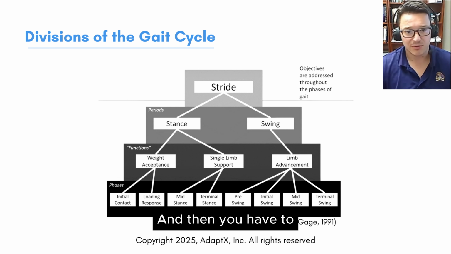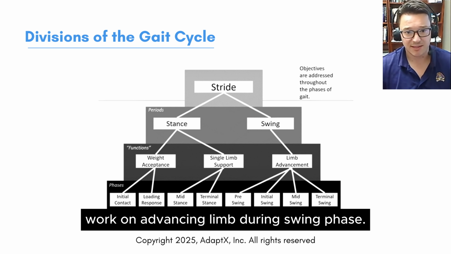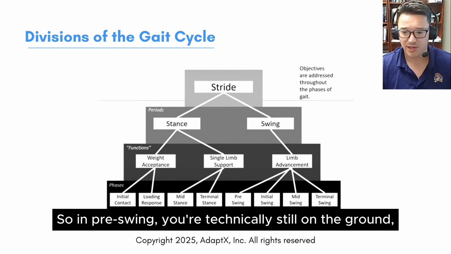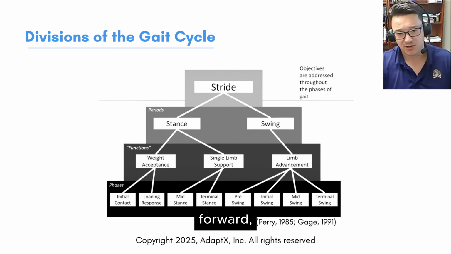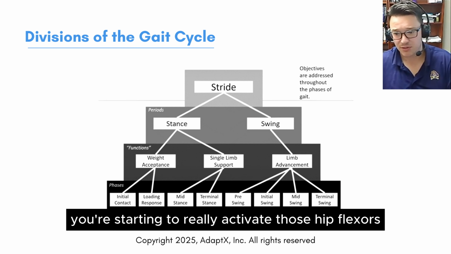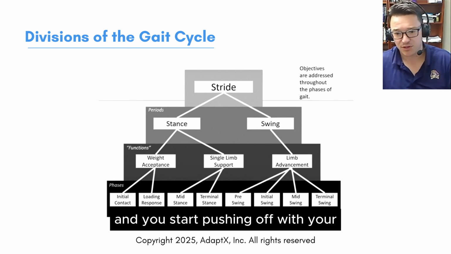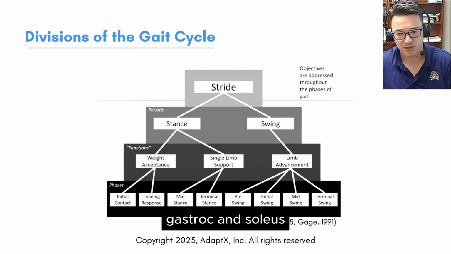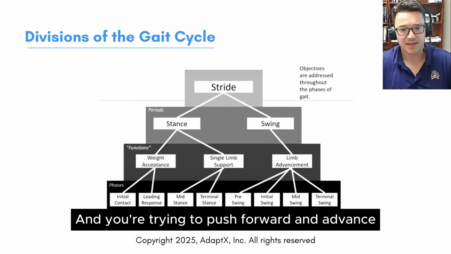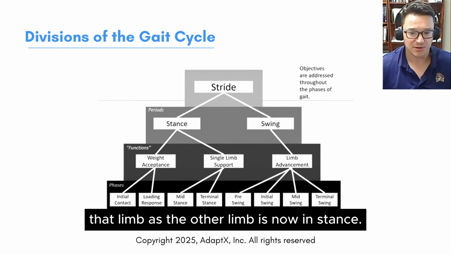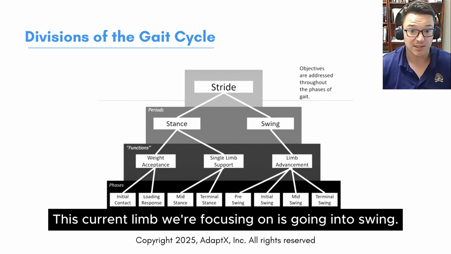And then you have to work on advancing a limb during swing phase. So in pre-swing, you're technically still on the ground, but you're really just starting to get that limb forward. You're starting to really activate those hip flexors, and you're pushing off with your gastroc and soleus and really your plantar flexors of your ankle, and you're trying to push forward and advance that limb. As the other limb is now in stance, this current limb we're focusing on is going into swing.